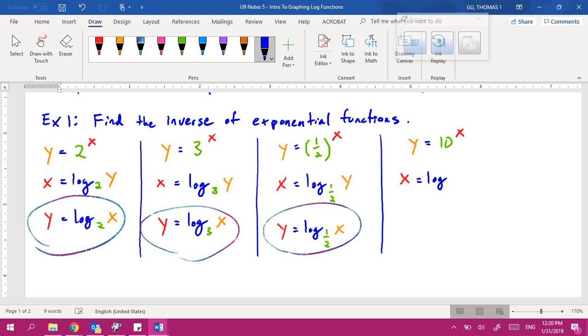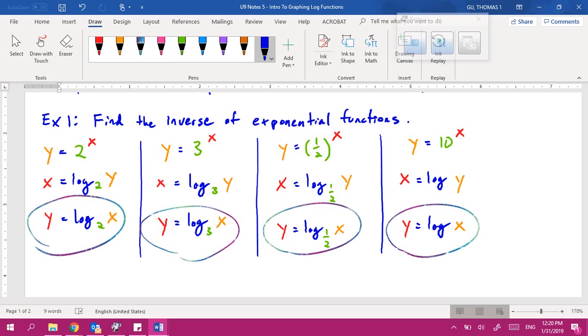What happens when you have a base of 10? You just write log. Remember, you don't need to show the log base 10. You can if you want to, okay? But remember, you don't have to write it. So just keep in mind that when you don't see anything there, the base is 10. And the final step here would be y equals log x. That's right, y equals log of x.